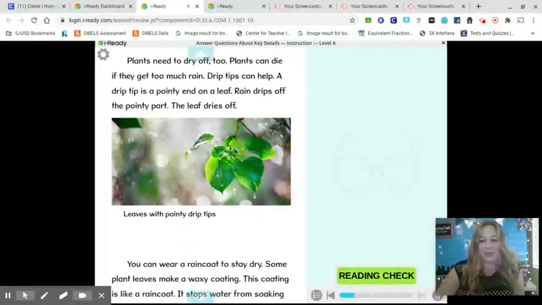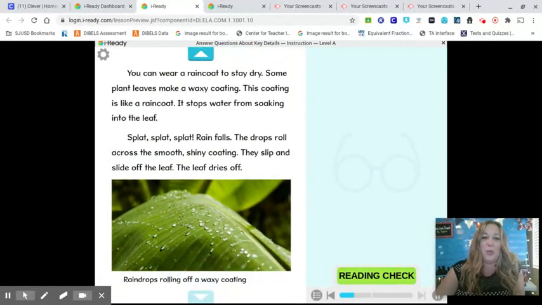I hope you're dancing with me. You can wear a raincoat to stay dry. Some plant leaves make a waxy coating. This coating is like a raincoat. It stops water from soaking into the leaf. There's that word soak again. And remember, we talked earlier that soak means to get wet.